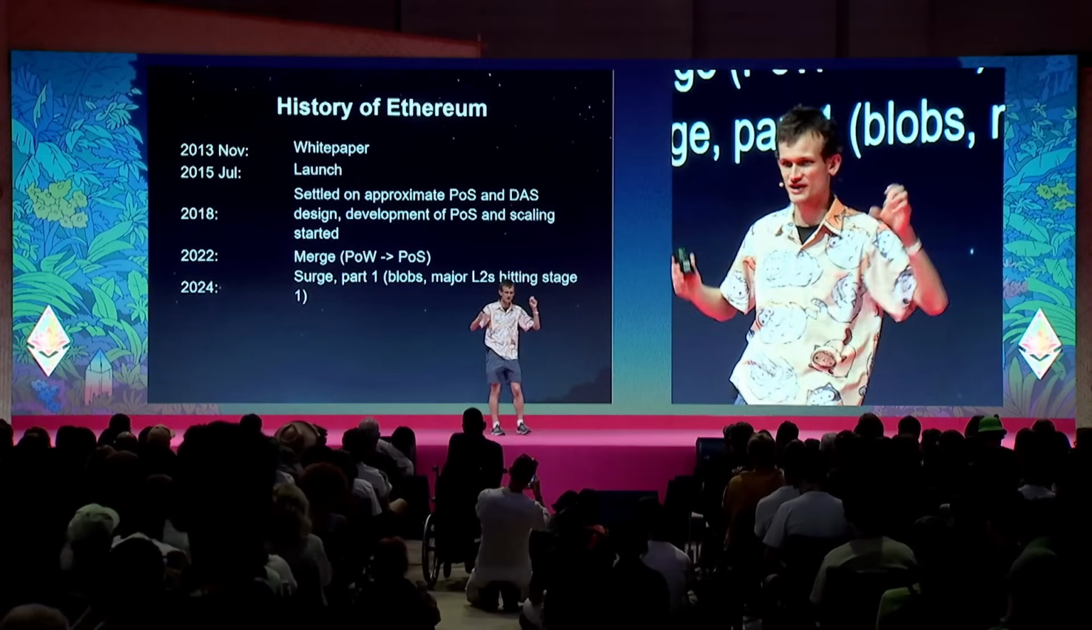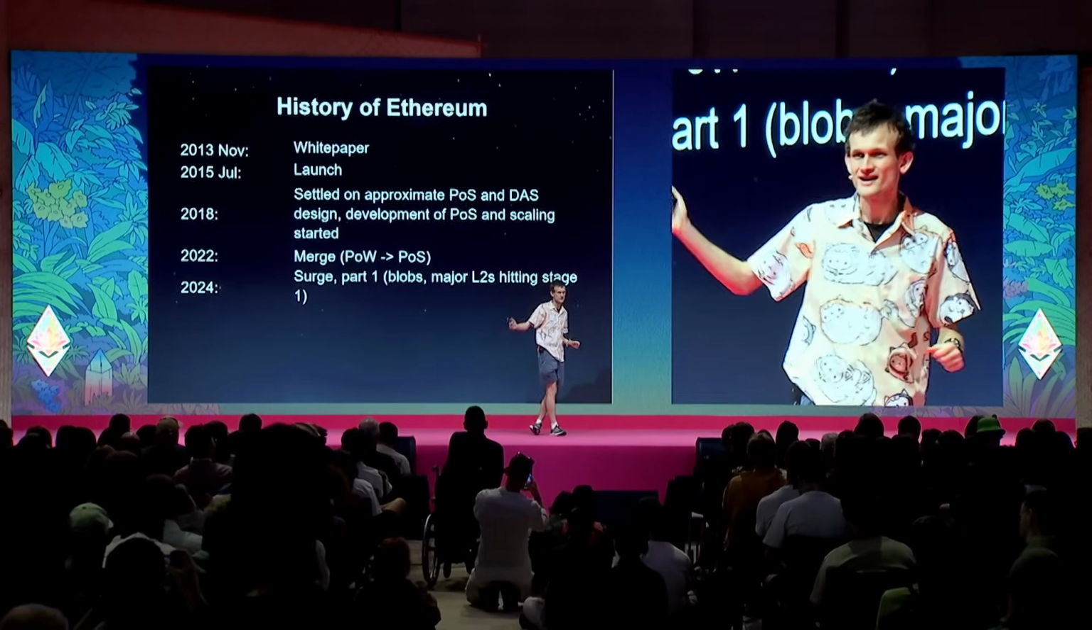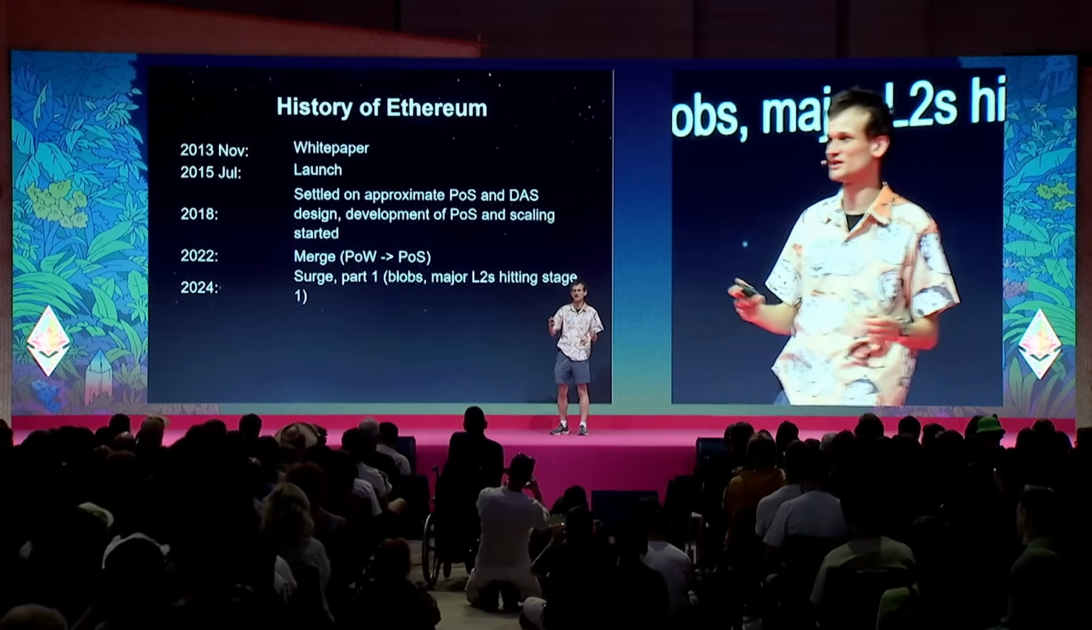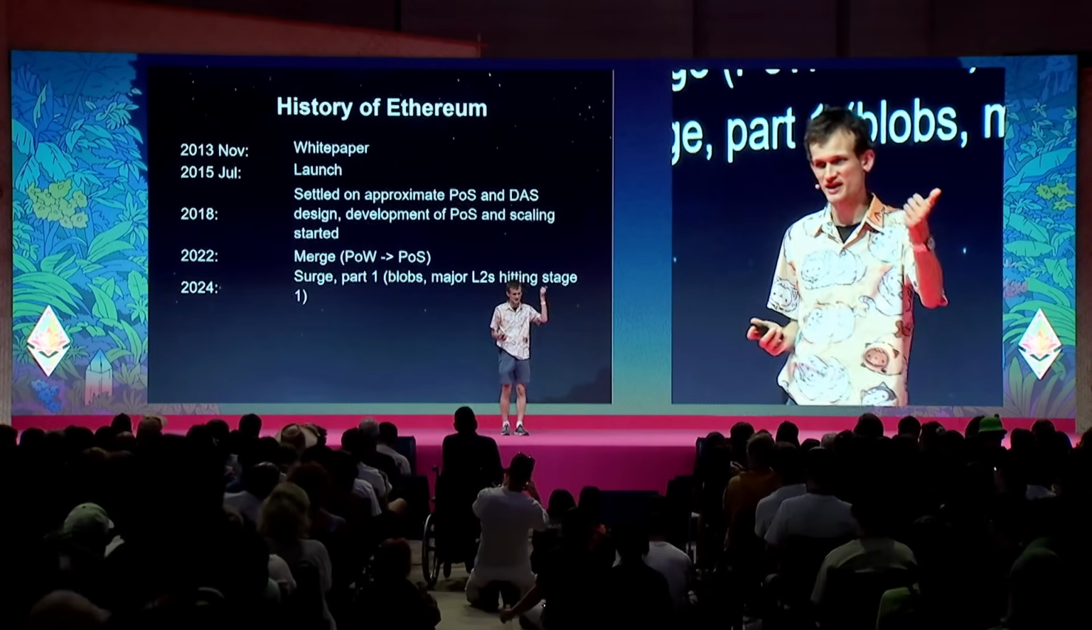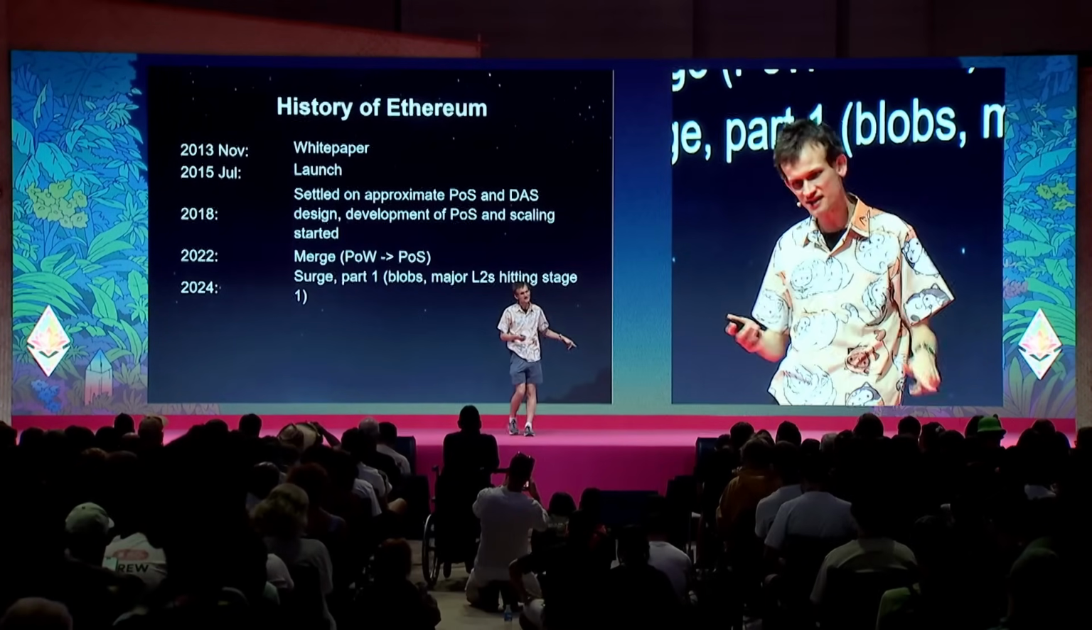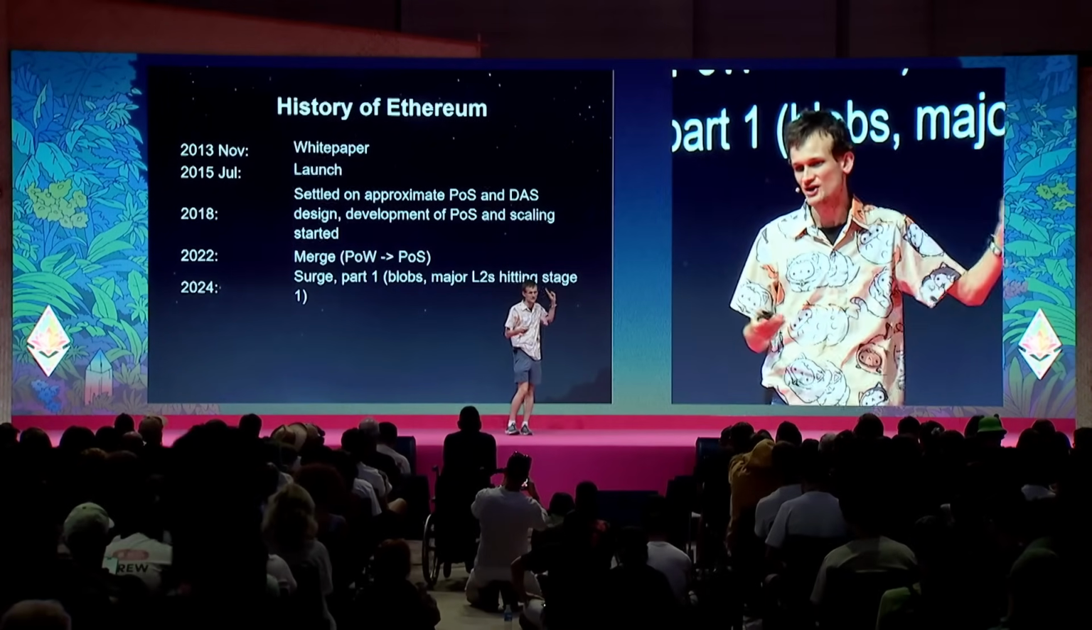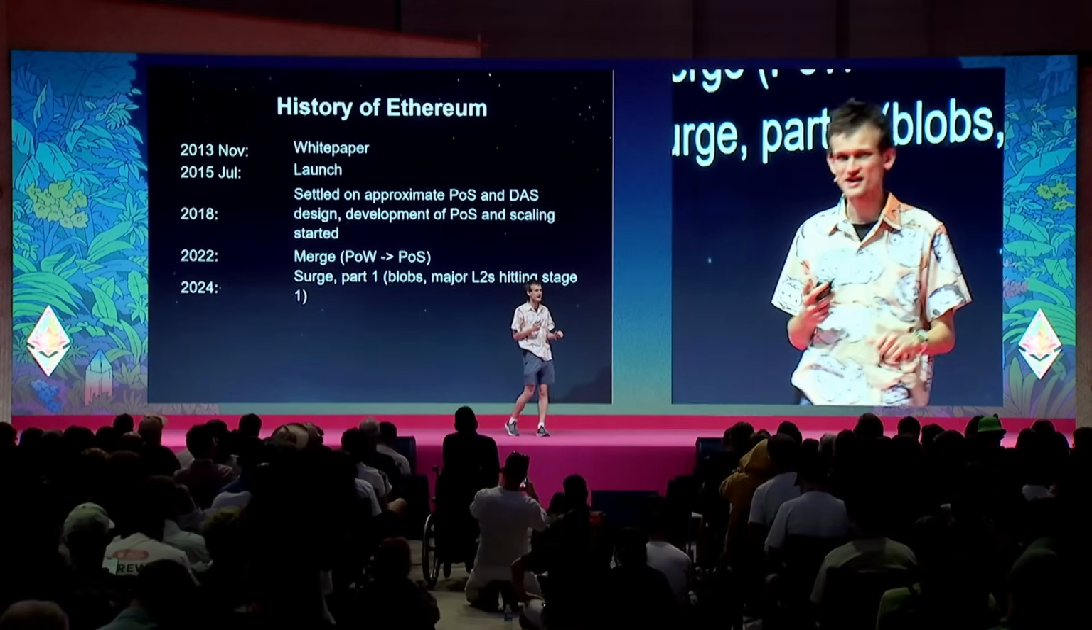If you look at the roadmap diagram and the surge section, you see two milestones: basic roll-up scaling and full roll-up scaling. Basic roll-up scaling says you need major layer 2s to hit stage 1, and you need blobs to exist. And in 2024, we hit that. The next step is fully running data availability sampling and major layer 2s hitting stage 2. I think that'll happen sooner than people expect, and it's up to the layer 2 teams to build this.